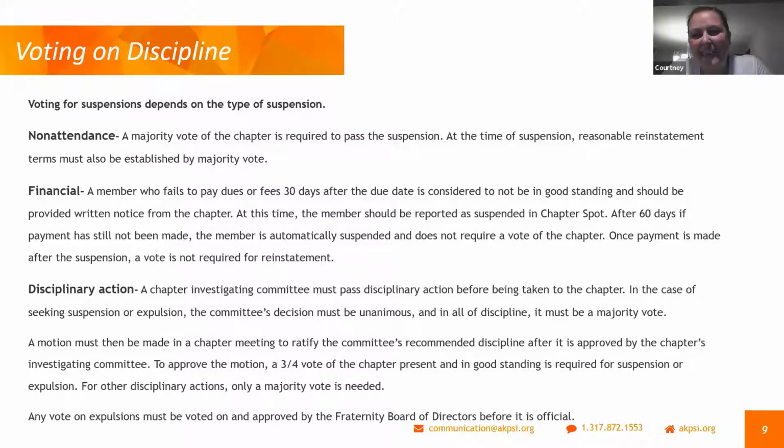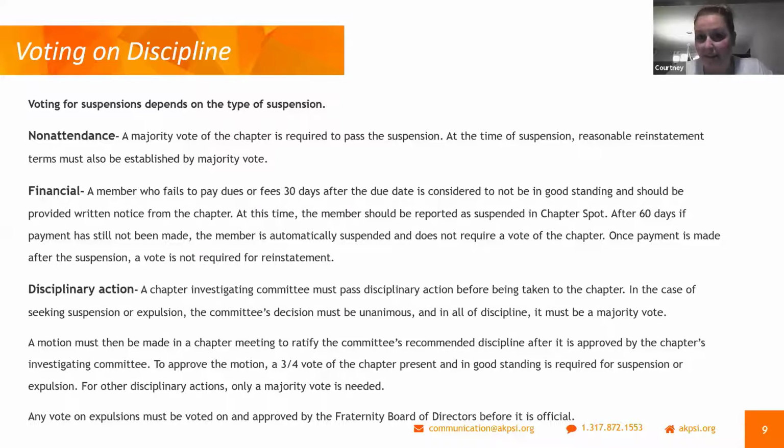Voting on discipline. So actually, something I said before about AK Psi policies not matching university policies, this is one specific area that I would actually double check with your university to ensure that policies don't conflict. There are 3 types of disciplinary actions that an individual can be brought up for suspension on: non-attendance, financial, and then disciplinary action.